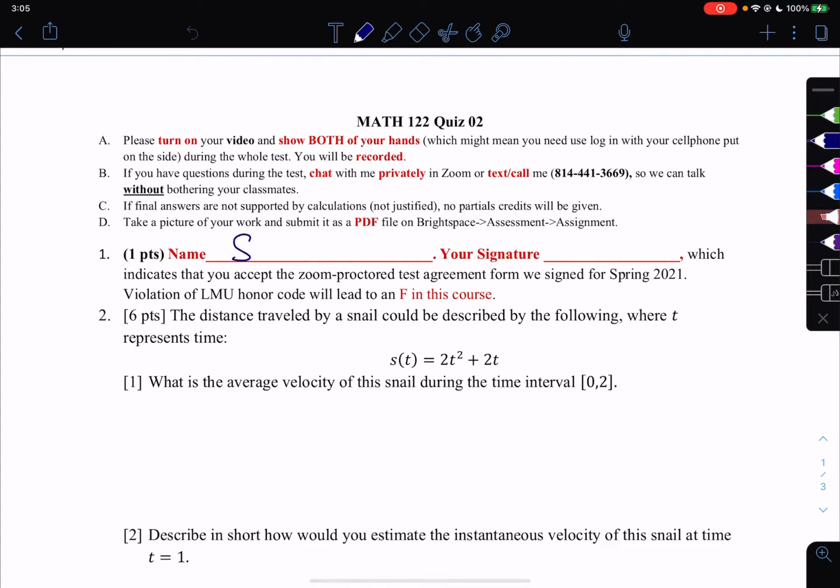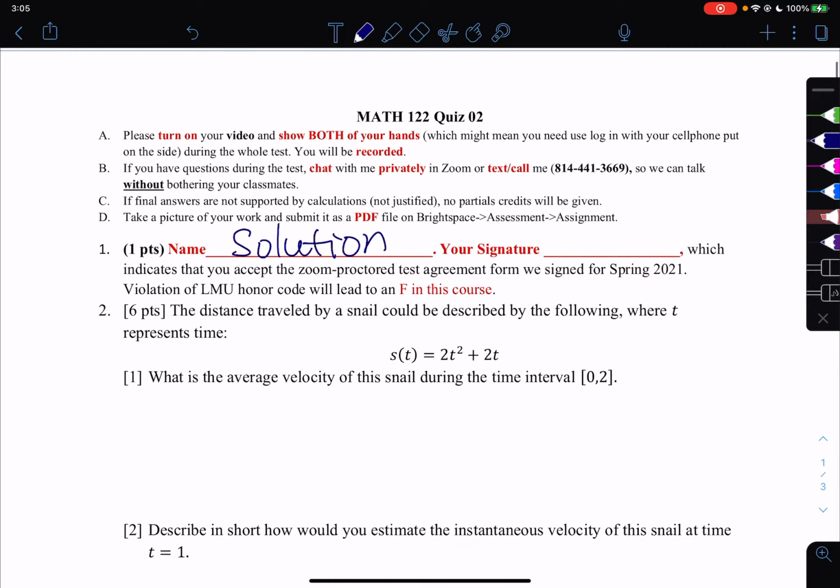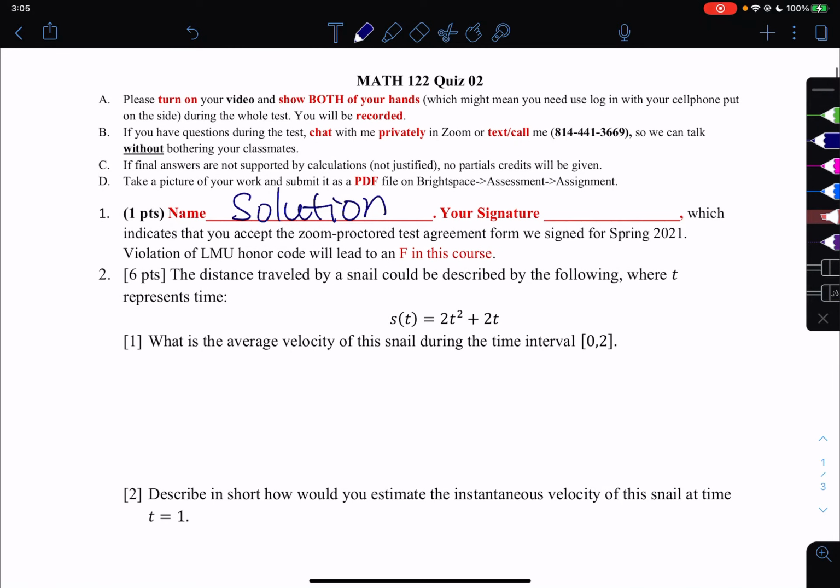So let's work on quiz number 2 here. The first problem is the distance traveled by a snail is described by this function. So find the average velocity. Average velocity is distance traveled divided by the time spent on it.